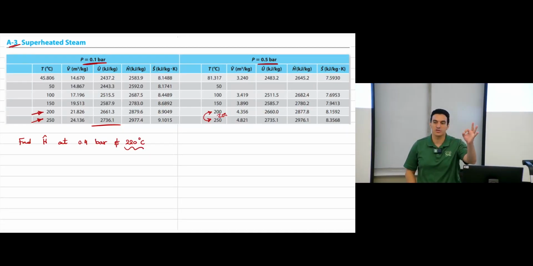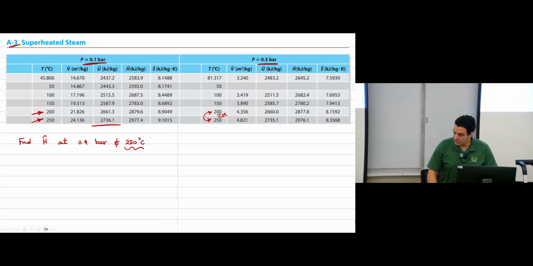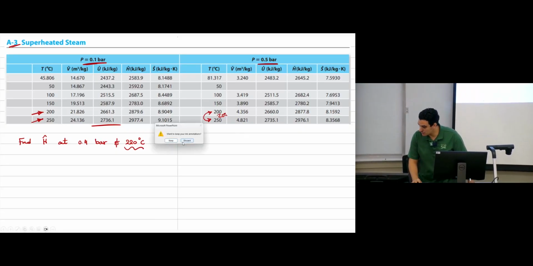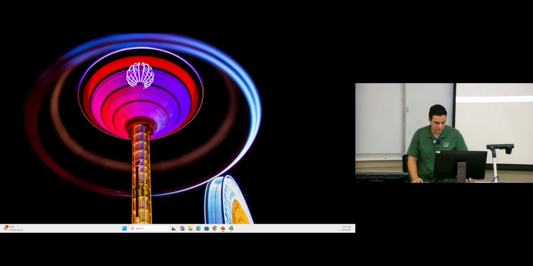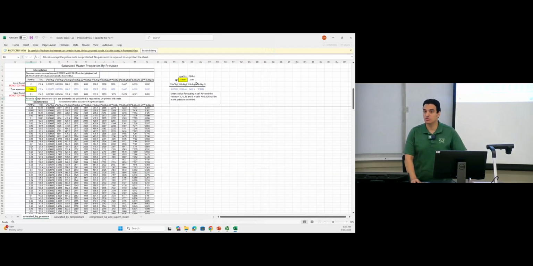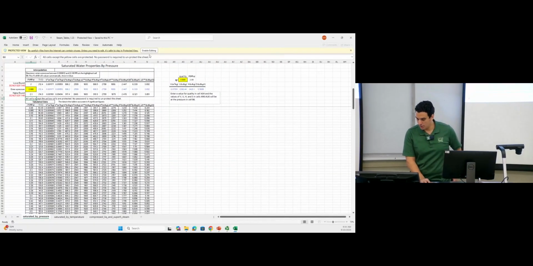So how many interpolations do we need? 3. Okay. If you have compressed liquid or superheated steam, and pressure and temperature are not there, then you need 3 interpolations. Okay. So instead of doing all of these things, what we have, and I will share this one with you, is this Excel file. You can use it in your calculations. I will give it to you in the exams as well.